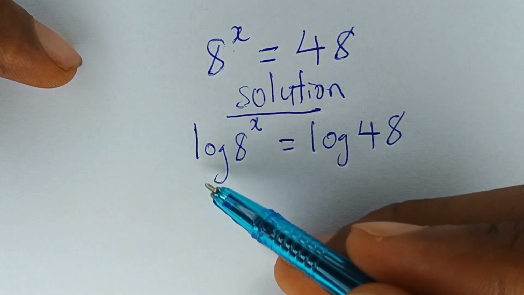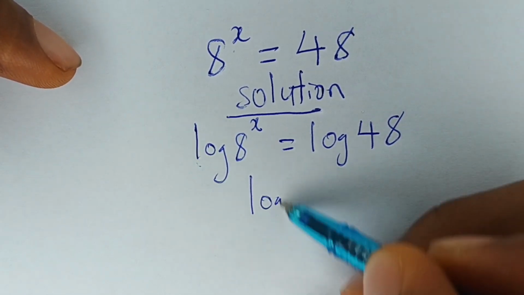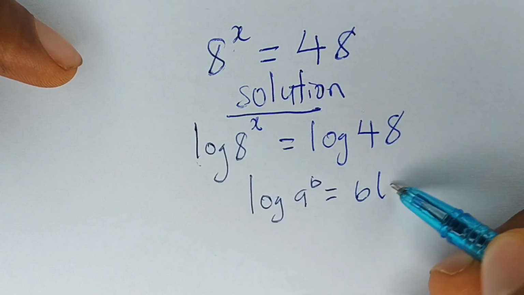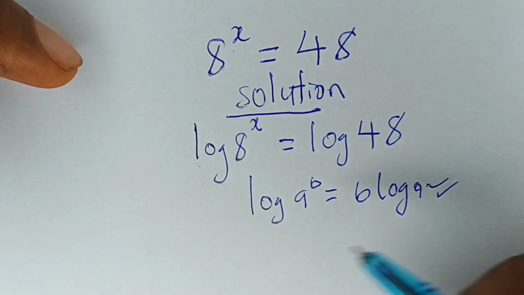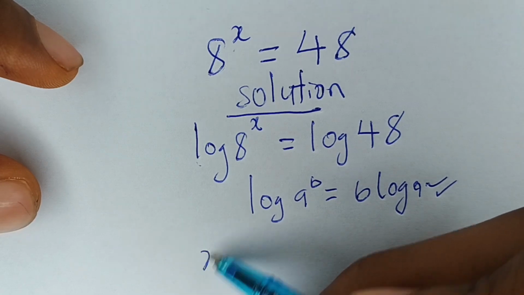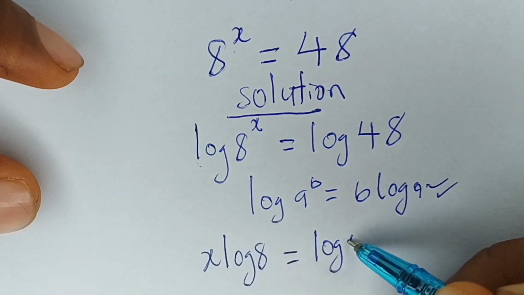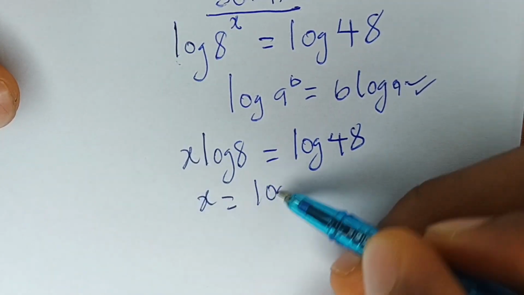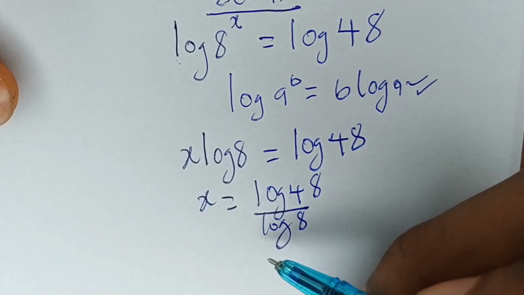Okay, now remember that if I have something like log of a raised to power b, it is equal to b multiplied by log a. Okay, this is a law. So applying this here, we have x multiplied by log 8 to be equal to log 48. Hence, our x becomes equal to log 48 divided by log 8.